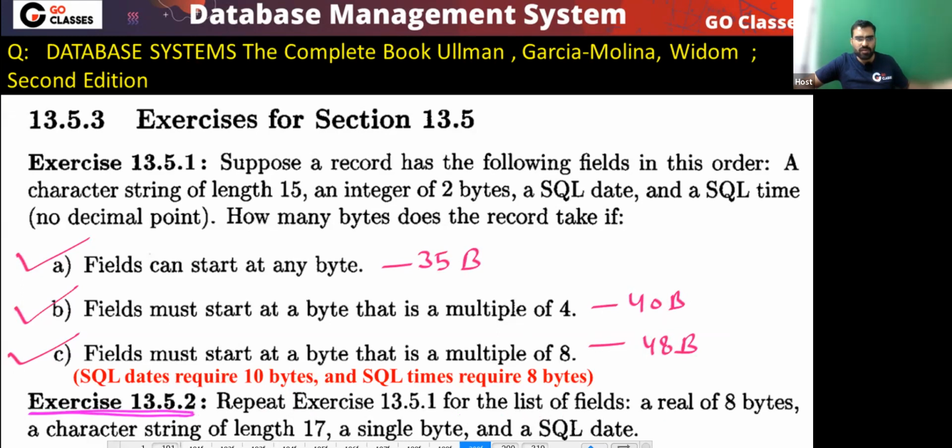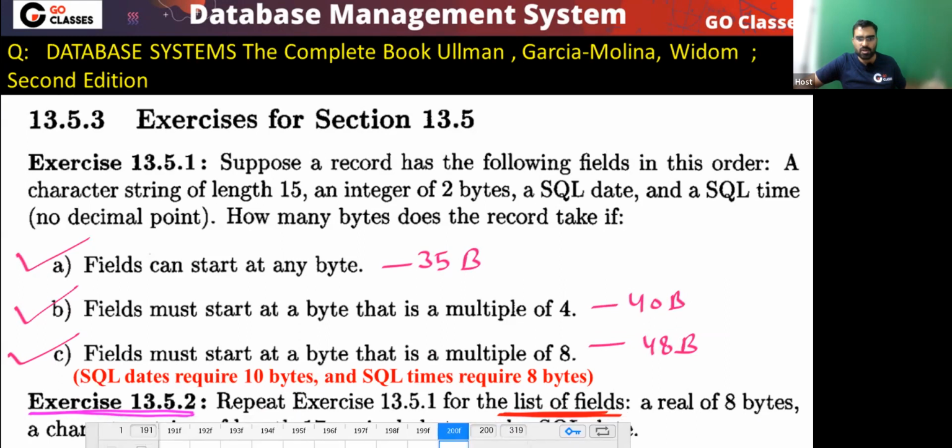But now the list of fields is given. The fields are changed. The list of fields is a real of 8 bytes, a character string of length 17, a single byte, and a SQL date. So now this is the given: 8, 17, 1, 10. This is the size of the fields, right?